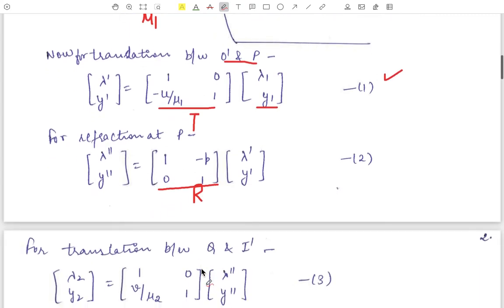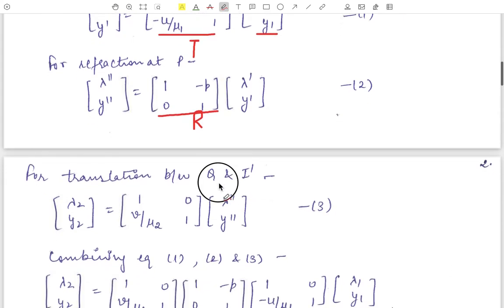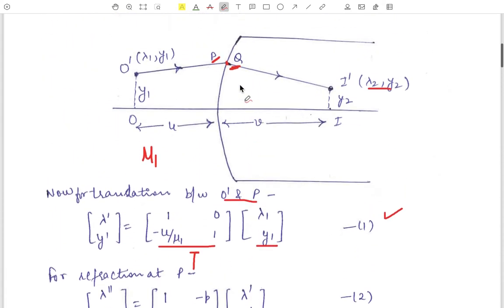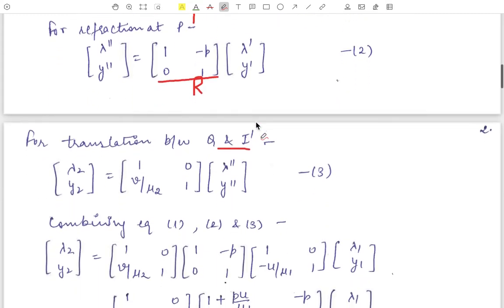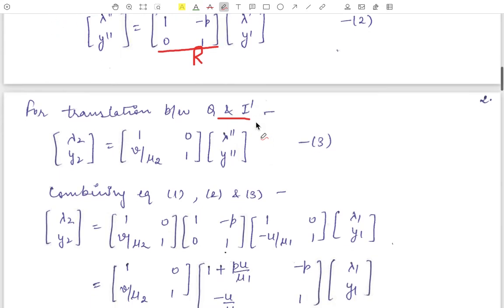Okay. Now between point Q and I dash, here between point Q and I dash we have again a translation operation. Therefore we will use the equation for the translation operation here.